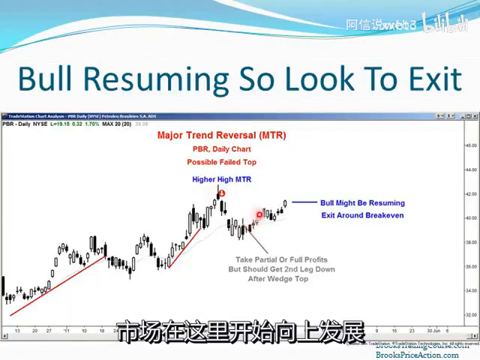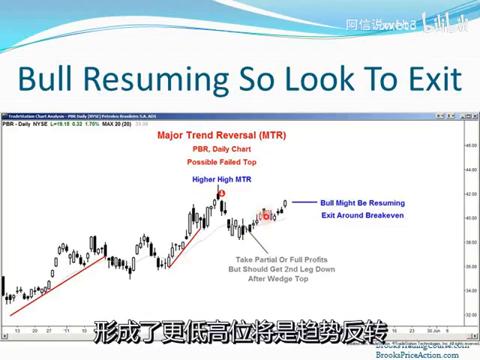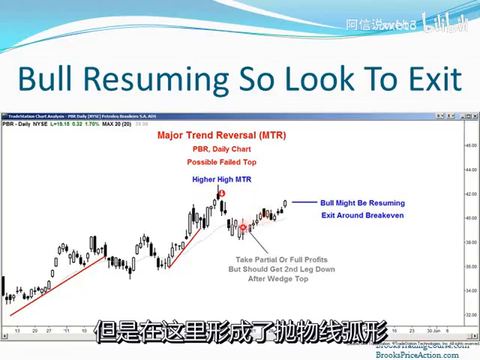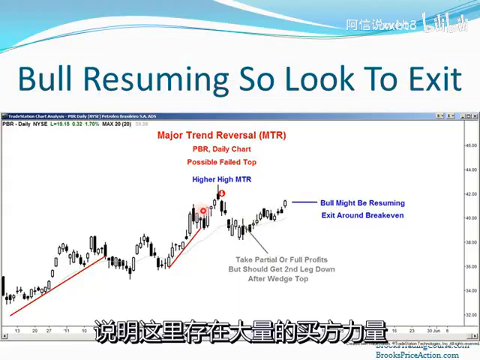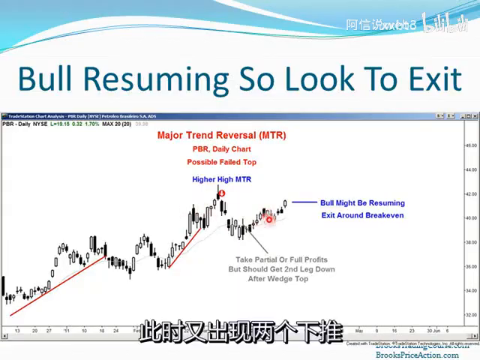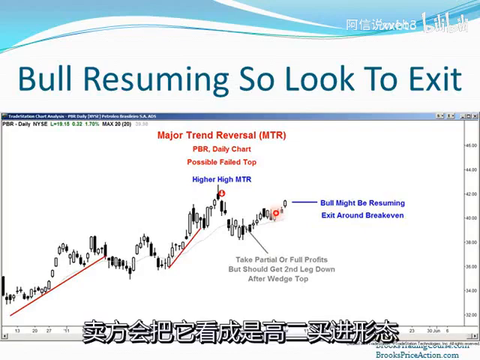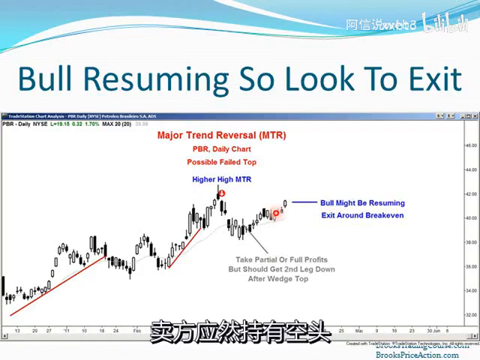The market is starting to trade up, and it had a lower high major trend reversal here, and it triggered. However, we started to curve up parabolically here, which is pretty good buying pressure. And now we have 2 small pushes down to the moving average, and the bulls will look at this as a high 2 buy setup.